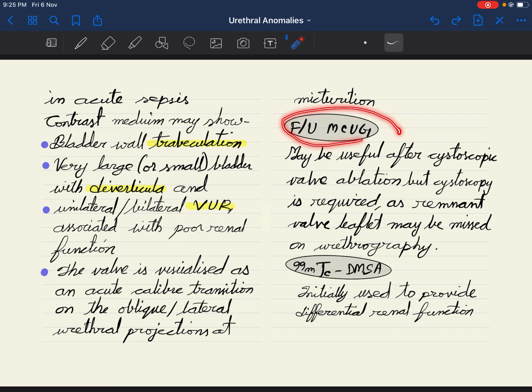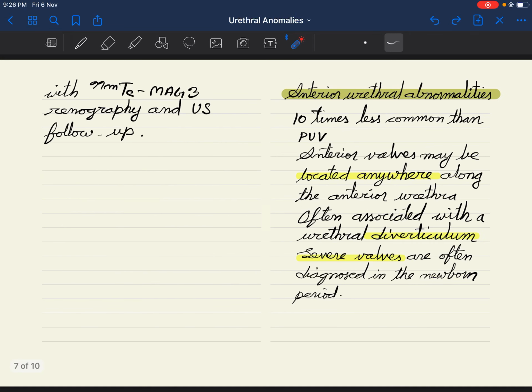On follow-up, micturating cystourethrogram is useful after cystoscopic valve ablation, but cystoscopy is required as a remnant valve leaflet may be missed on urethroscopy. Technetium-99m DMSA is initially used to provide differential renal function, with technetium MAG3 renography and ultrasound follow-up.